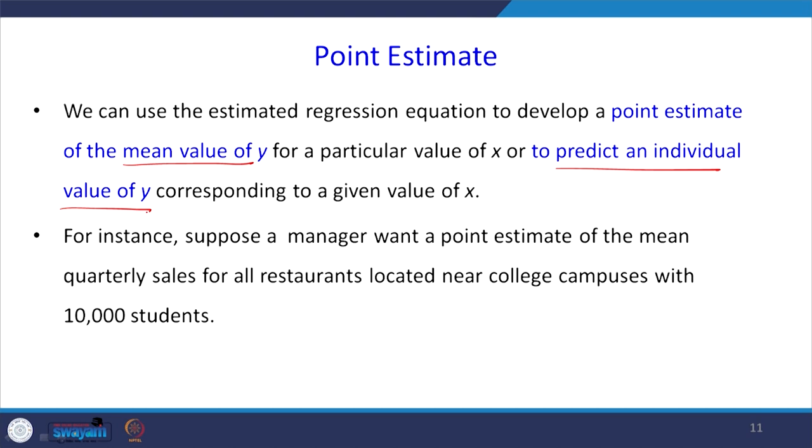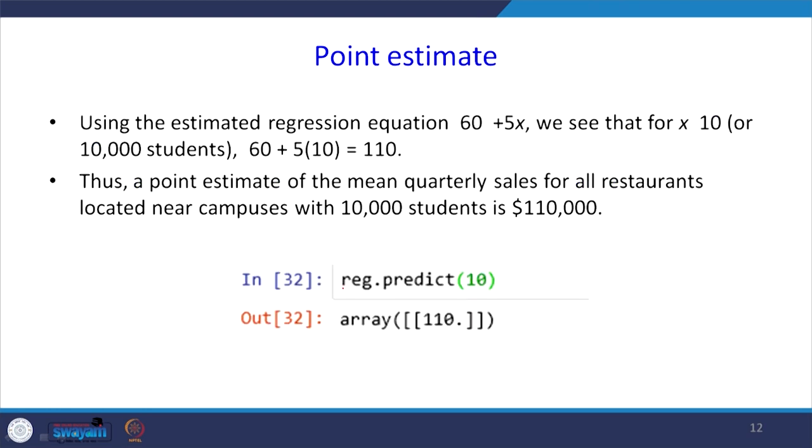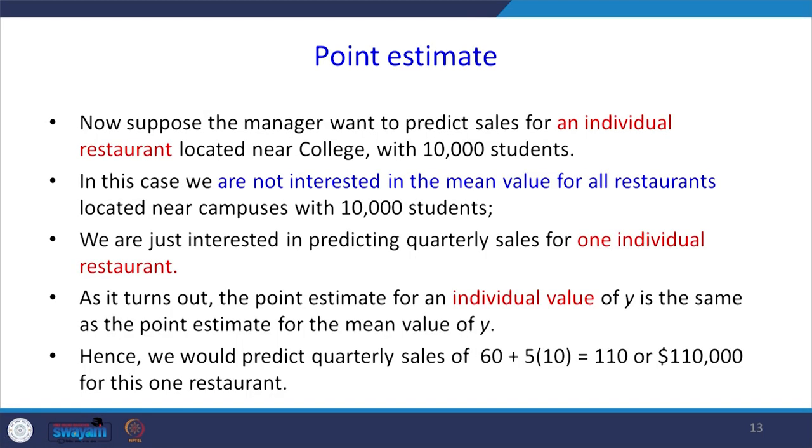For instance, suppose a manager wants a point estimate of the mean quarterly sales for all restaurants located near a college campus with 10,000 students. If the student population is 10, when you substitute 10, it is 110. Thus, a point estimate for the mean quarterly sales of all restaurants located near campuses with 10,000 students is $110,000. With the regression equation we can also use the predict function, reg.predict. When you put the input value, that is the x value, you get y value 110. So, that is the point estimate.